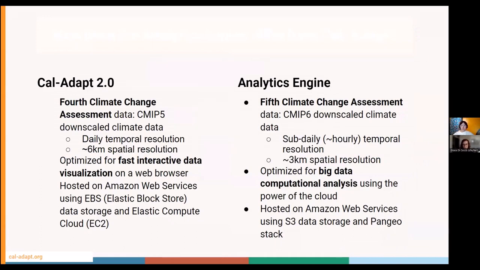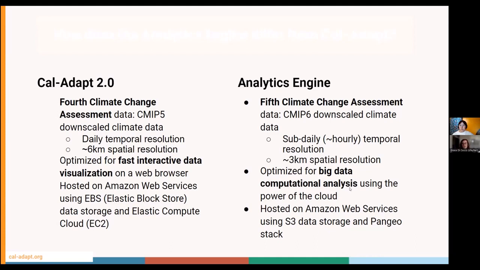CalAdapt supported the 4th climate change assessment, and all this data is still available today, the CMIP-5 generation of data. This is all observations at 6 kilometer spatial resolution. And as I mentioned, we have a lot of these web-based interactive tools where you can understand that data. In support of the 5th climate change assessment, the state funded a huge increase in the temporal and spatial resolution of observations available. So now we have climate projections data at an hourly temporal resolution and at a 3 kilometer spatial resolution. And this data is orders of magnitude larger than the previous generation of climate observations.